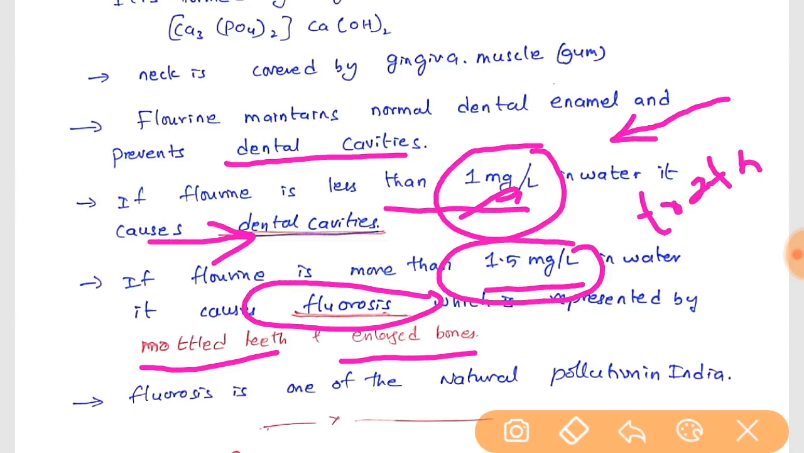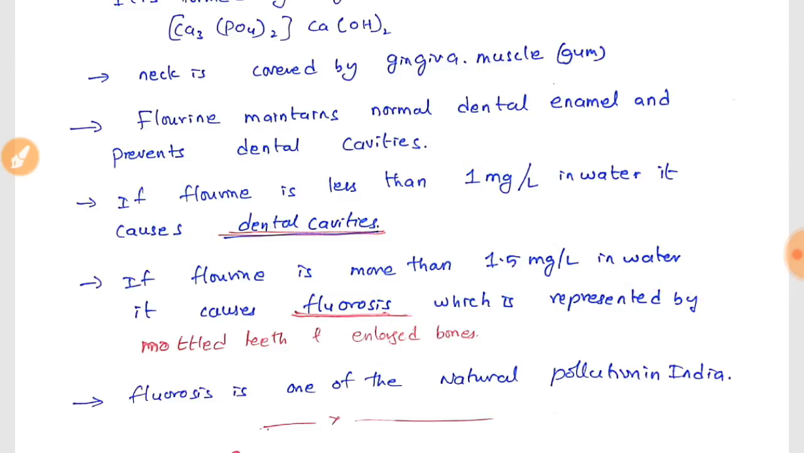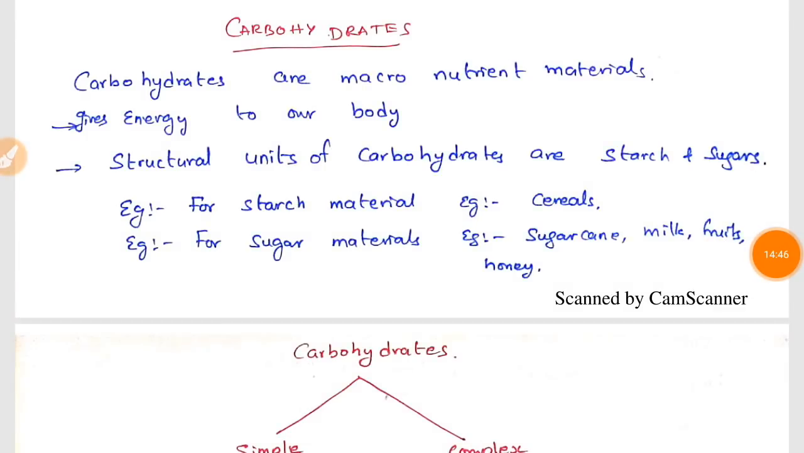Okay, if it is more than 1.5 milligram of fluorine per liter in water, then you should change your water. Okay, friends, fluorosis is one of the natural pollutions in India. So that's it from the minerals.